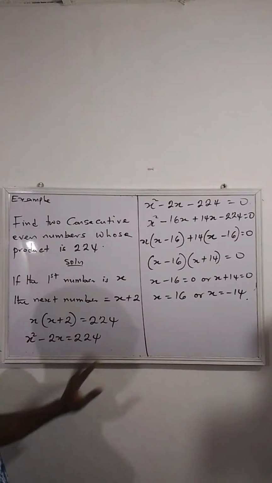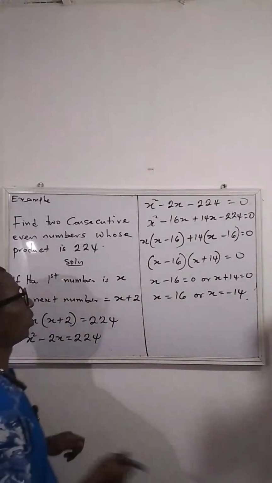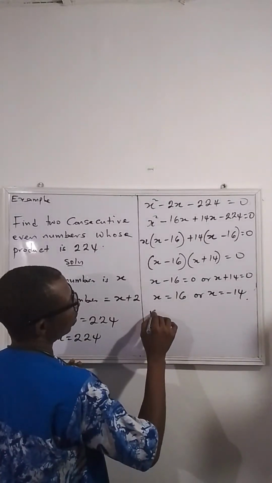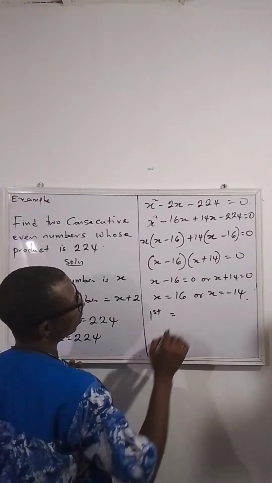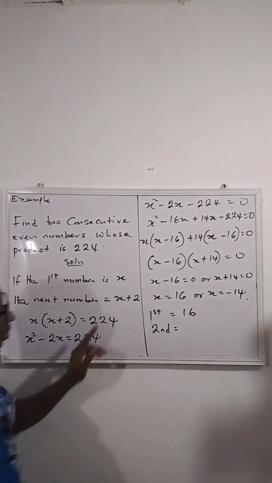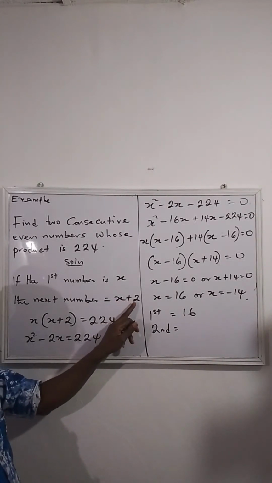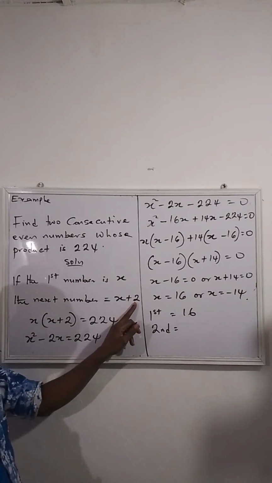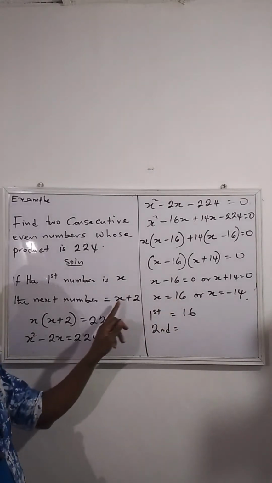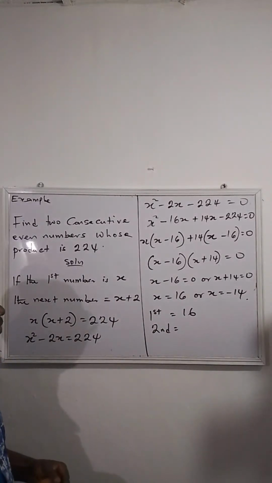So now the first number is 16. Just disregard the negative part. So you have the first number is 16. What's going to be the second number? If x is the number, the second number is going to be 16 plus 2. What will that give us? That is going to give us 18.